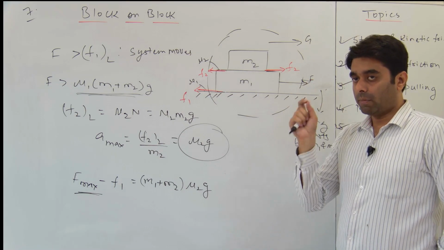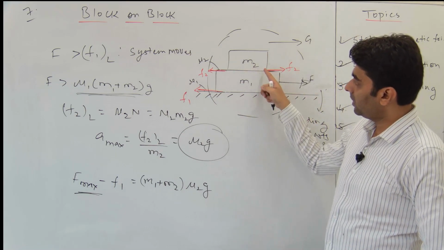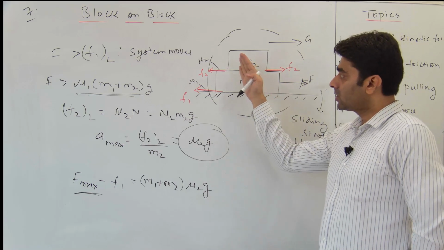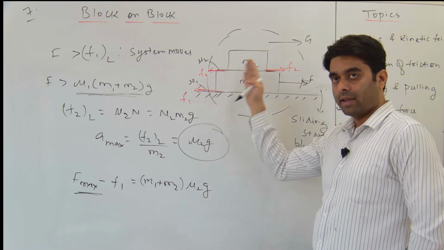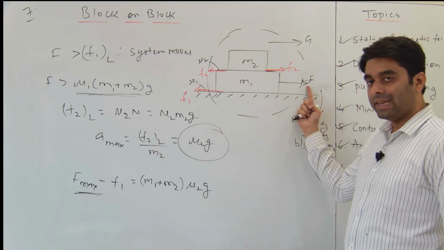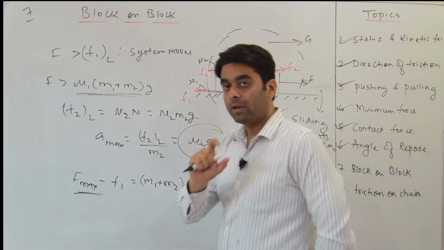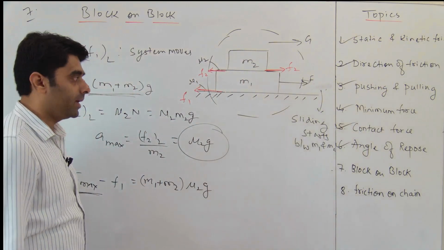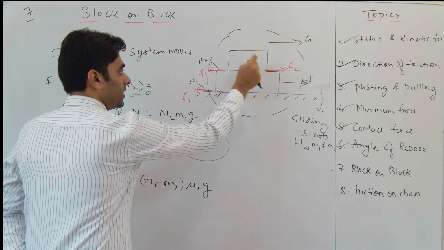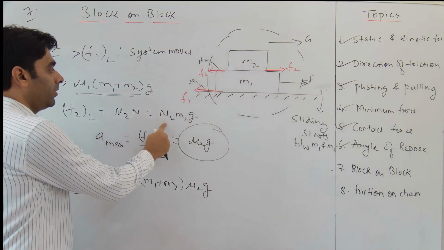The system will move together up to a certain value of F. Why? Because the friction between m1 and m2 is sufficient to support the combined acceleration. But after some time, when the force value increases, they will start sliding. And to calculate at what force sliding will begin, what is the maximum value of friction available for m2? Maximum value of friction available for m2 is mu2 into N, that is mu2 m2g.